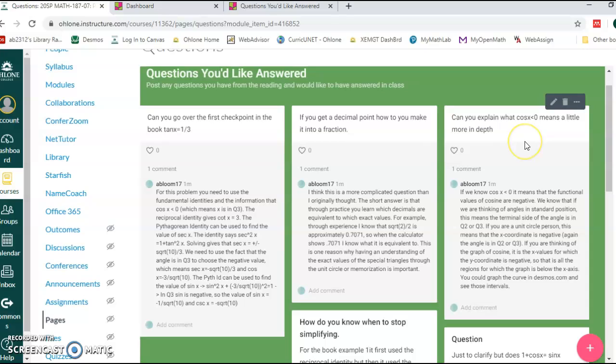The explanation of what cosine x less than 0 means. In general, we're using that piece of information to determine which quadrant things are in. So if you're a unit circle person, the cosine being less than 0 means that the x coordinate is negative, which happens in quadrant 2 and quadrant 3.